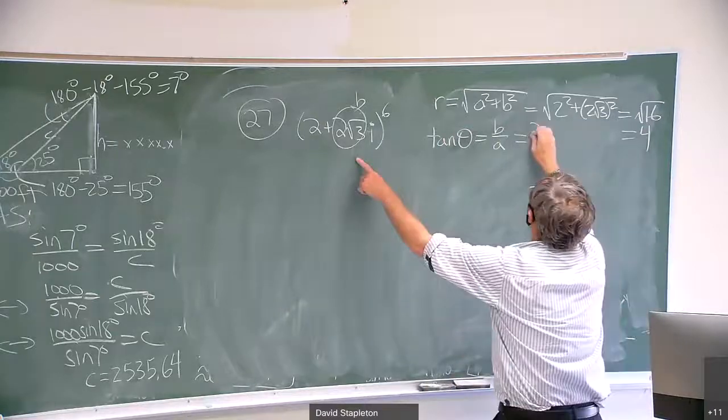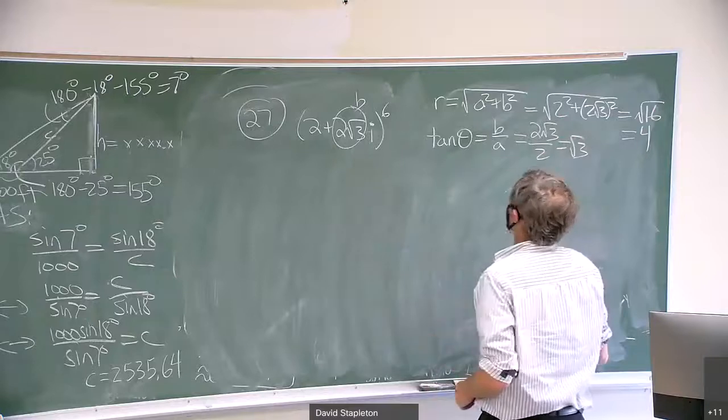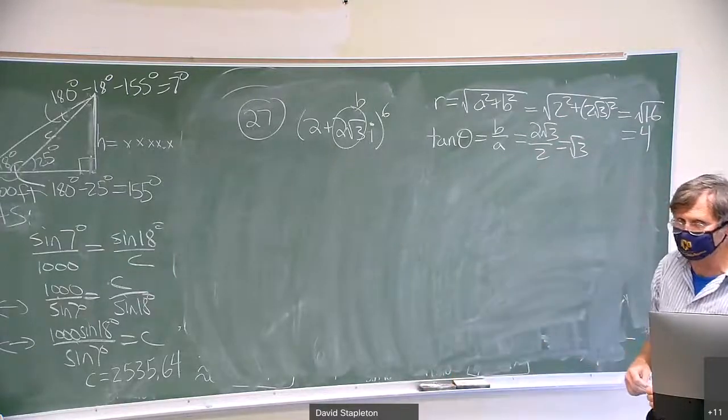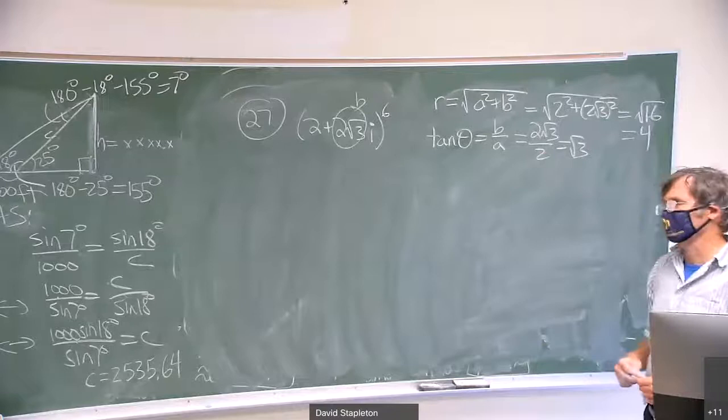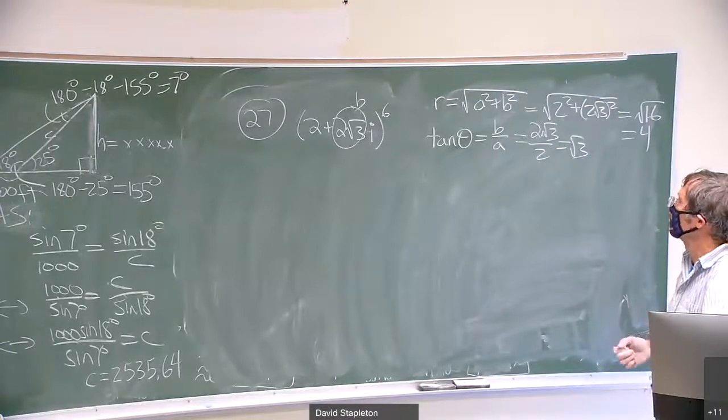Is 2 square root 3 over 2. Oh, just square root 3. Now, what angle has tangent equal to square root 3? I want you to find it exactly. In decimal form, you might get something for it, but I'm going to take something off if you don't do this exactly. And it can be done exactly.